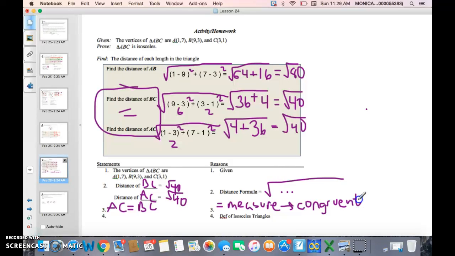Obviously, I'm doing this from home. All right, and then statement 4 is actually my proof, and that is that ABC is an isosceles, and it's the definition of isosceles triangle. So I would say a triangle ABC is isosceles. Please remember to turn in your TIED paragraph.